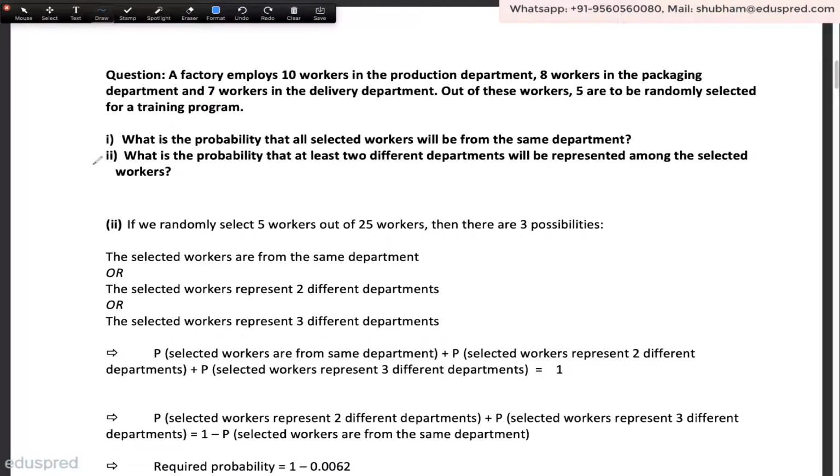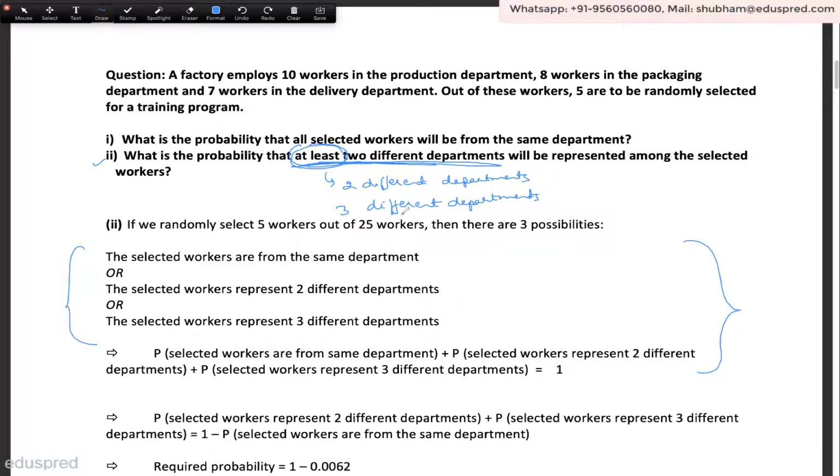In the second part of this question, they are asking us what is the probability that at least 2 different departments will be represented among the selected workers. Now see, they have written "at least" over here. Because they have written at least 2 different departments, this is going to cover 2 cases. The first case is 2 different departments, and it can also happen that there are 3 different departments. Now if you're trying to find the probability in a direct manner, it would take a lot of time. So we are going to follow a trick over here. And the trick is this.